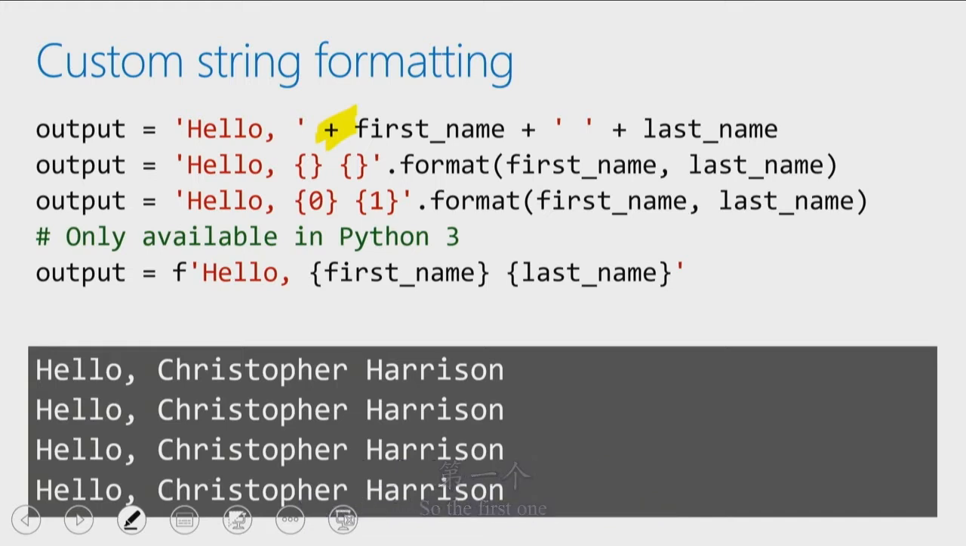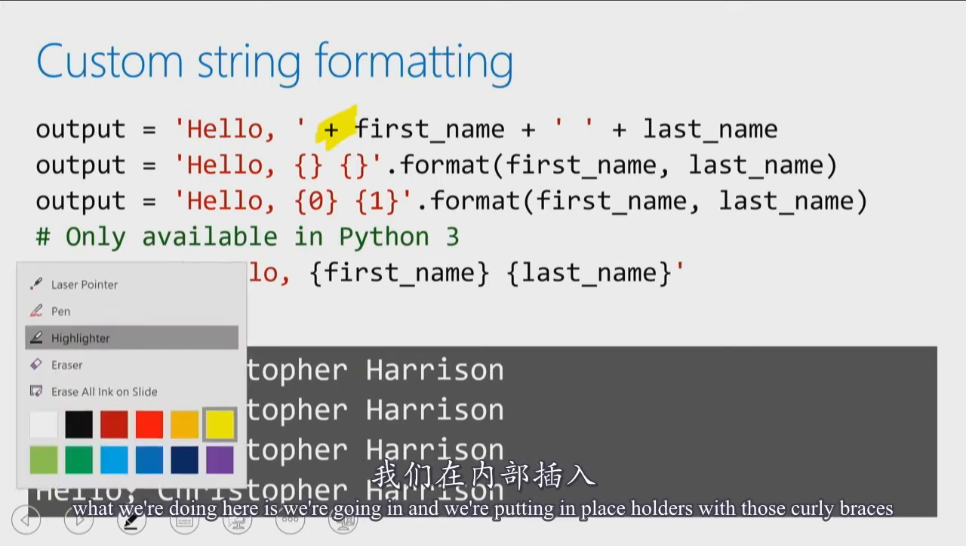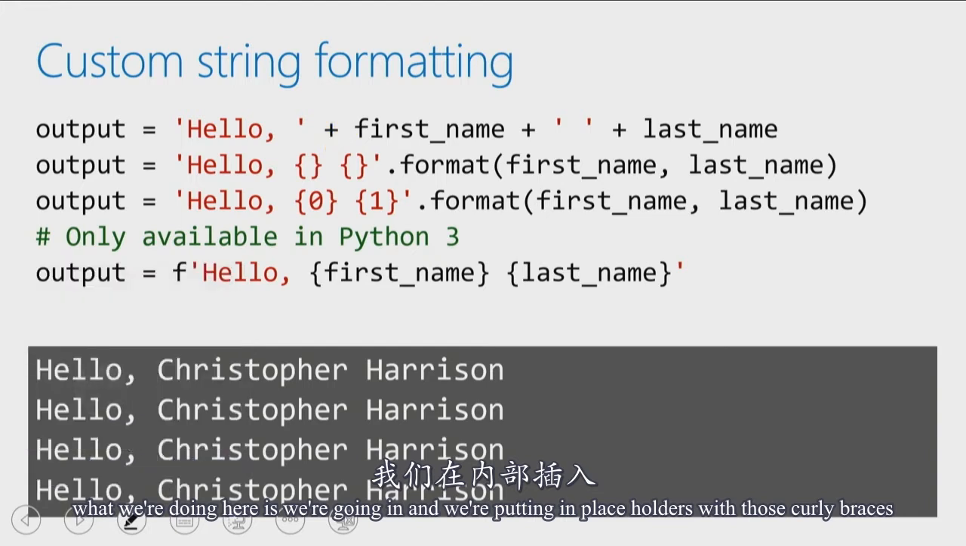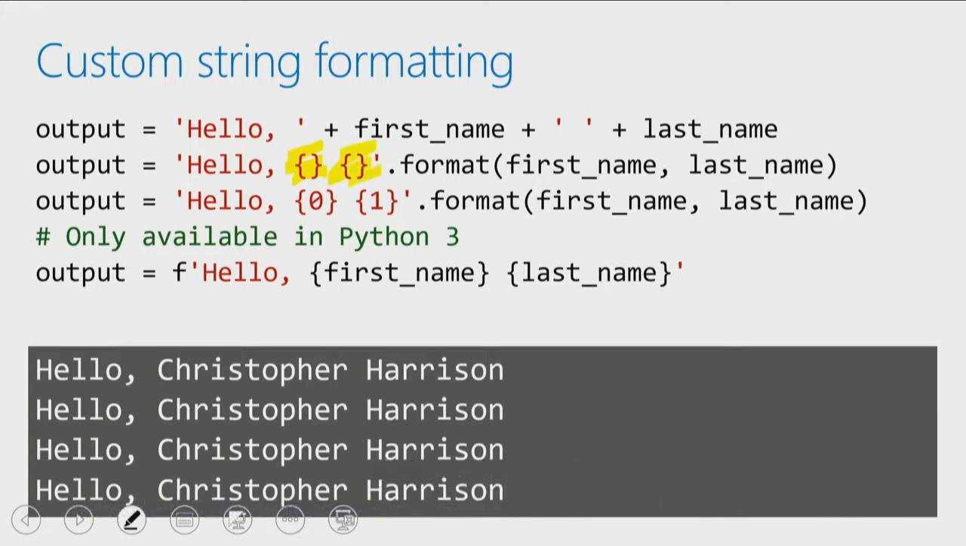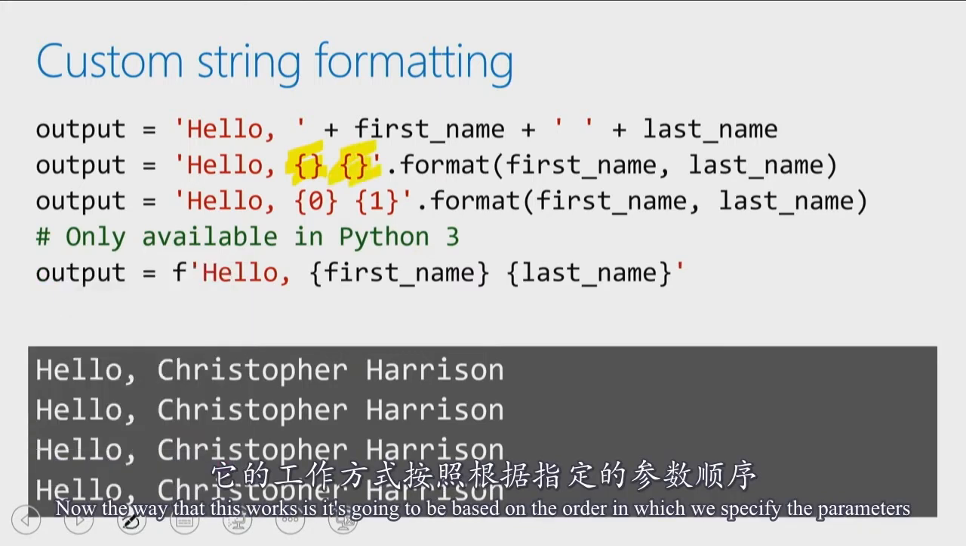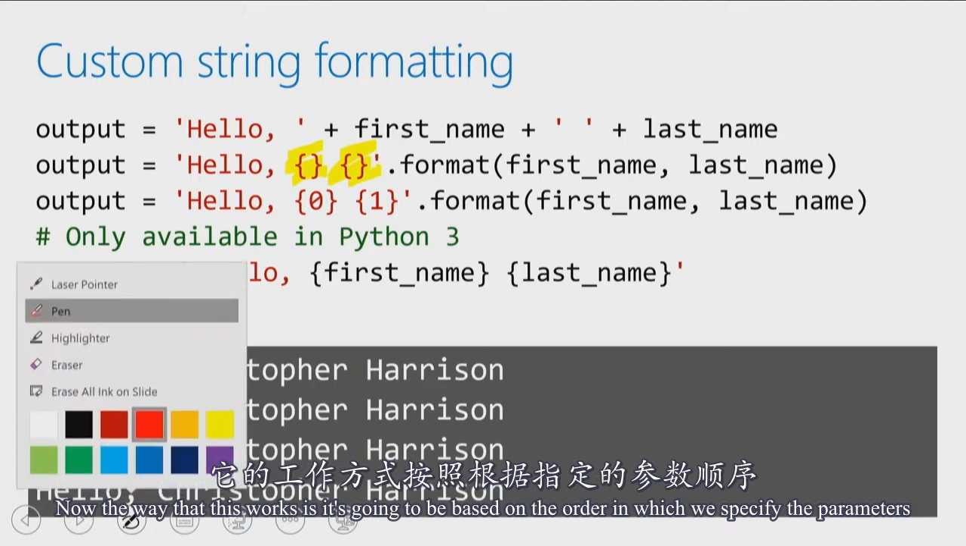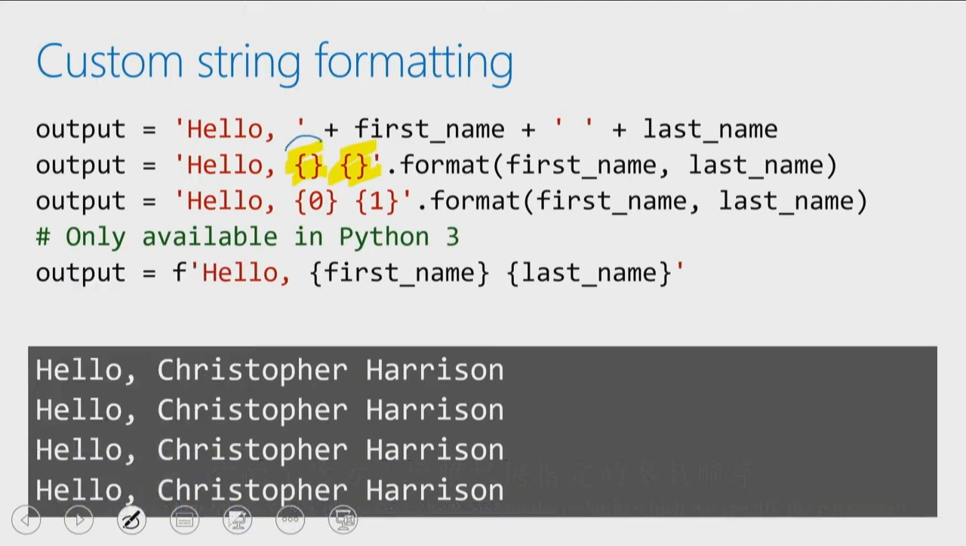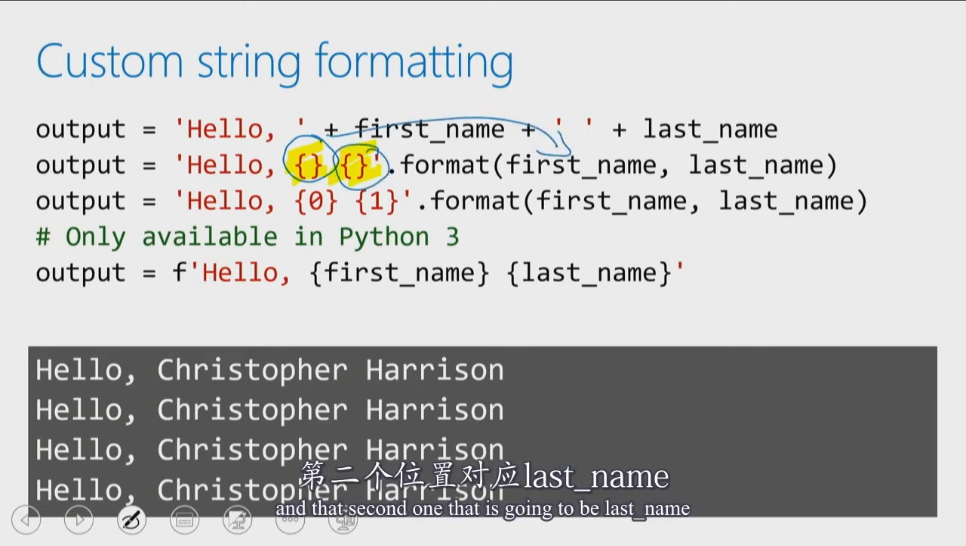So the first one, what we're doing here is we're going in and we're putting in placeholders with those curly braces. Now the way that this works is it's going to be based on the order in which we specify the parameters. So that first one there, that's going to be first name in my case. And that second one, that is going to be last name.